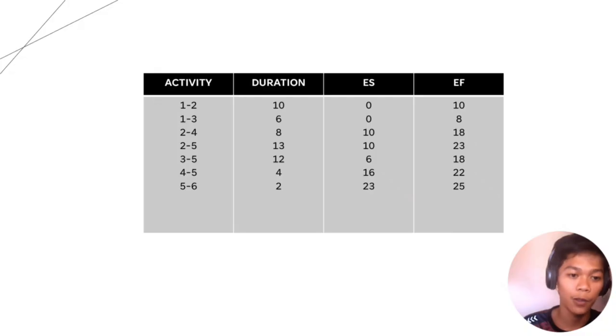So this is the table. We have the activities 1 to 2, 1 to 3, 2 to 4, 2 to 5, 3 to 5, and then 4 to 5, and for the last, 5 to 6. The durations are 10, 6, 8, 13, 12, 4, and 2. For the ES, we have 0, 0, 10, 10, 6, 18, and 23. For the EF, 10, 6, 18, 23, 18, 22, and the last is 25. So we go to another slide.